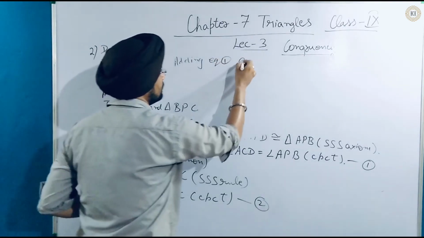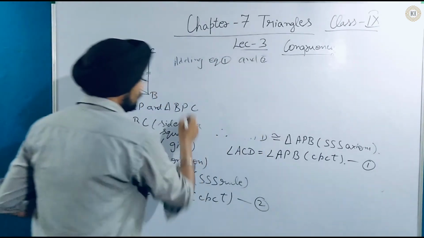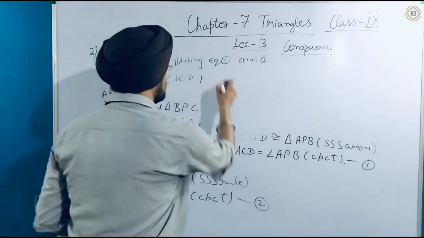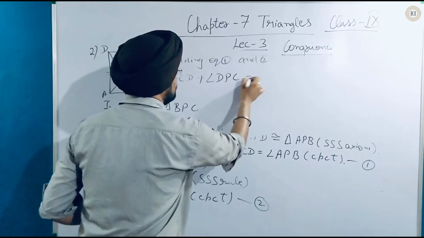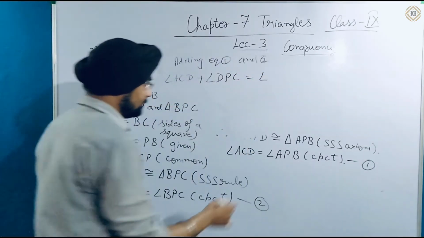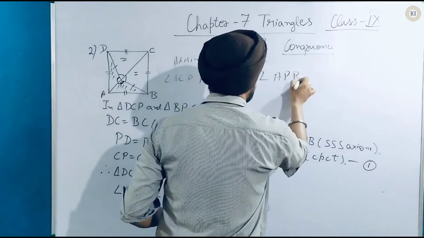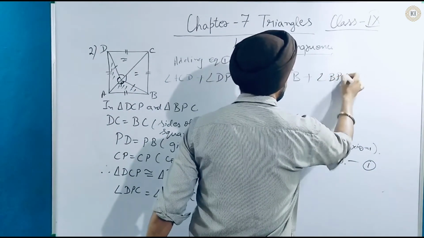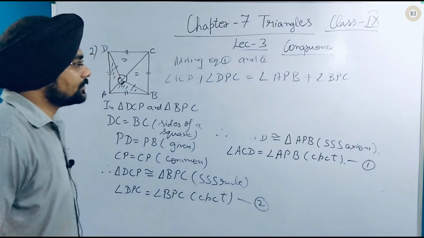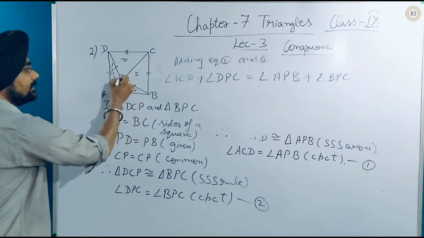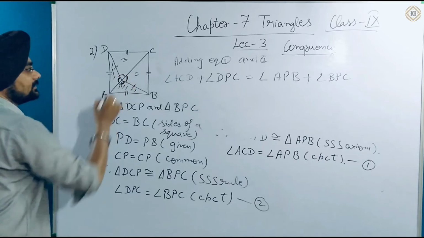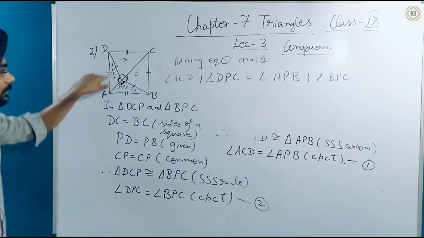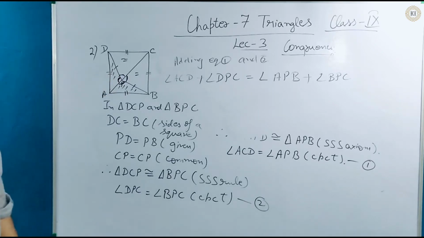Adding equation 1 and 2, angle ACD plus angle DPC is equal to angle APB plus angle BPC. So adding both the equations, now you can see that these angles are around a point, so it forms a complete angle and the sum of a complete angle will be 360.